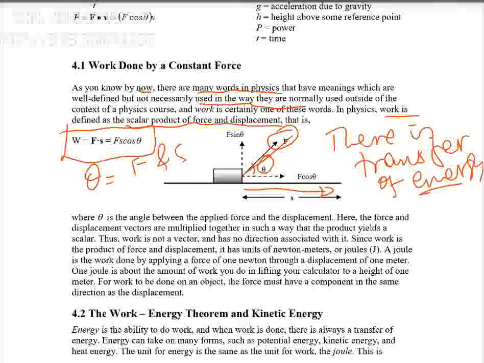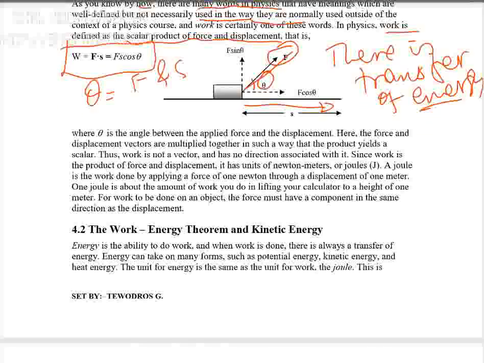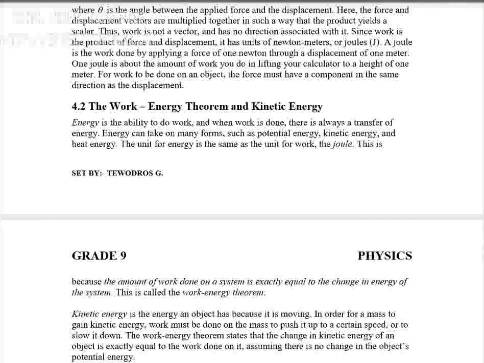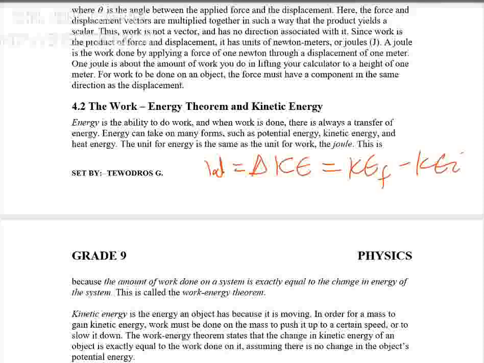Okay, since work is an energy, it's measured in what? In joules. The second point is the work energy theorem. The work energy theorem states that the amount of work done is determined by the change in kinetic energy of a system. This indicates that work done is equivalent to kinetic energy final minus kinetic energy initial, because the change in kinetic energy is kinetic energy final minus kinetic energy initial.